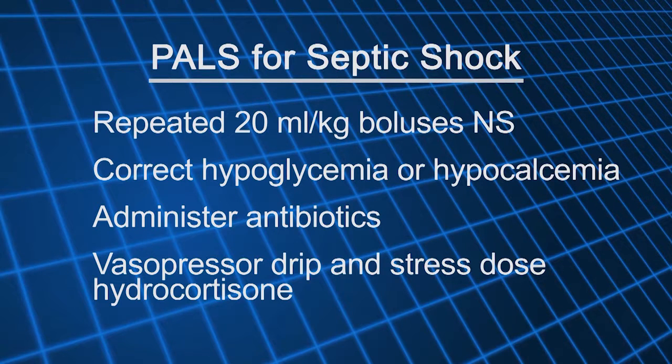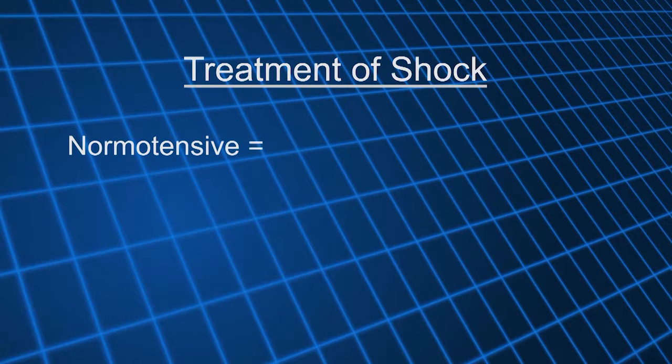Determine if the patient responded to fluids. If they did not respond to fluid resuscitation efforts, then start a vasopressor drip. The vasopressor drip to use is determined by the patient's blood pressure and vessel dilation. If the patient is normotensive, start dopamine.